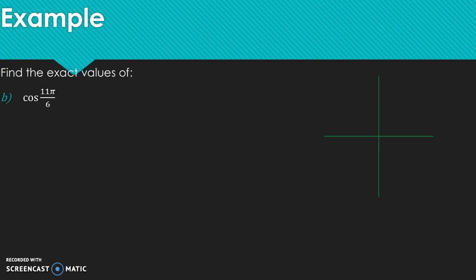Now if we're looking at the second example, we want to find the exact value of cos 11 pi over 6. This is the same as we've looked at before. We start with 0, and if we're in radians now, this is also 2 pi. This would be pi over 2, and this would be pi, and 3 pi over 2. So where does 11 pi over 6 fit? Well, it's not quite 2 pi, it's going to be in this quadrant here, and this angle here is going to be pi over 6.